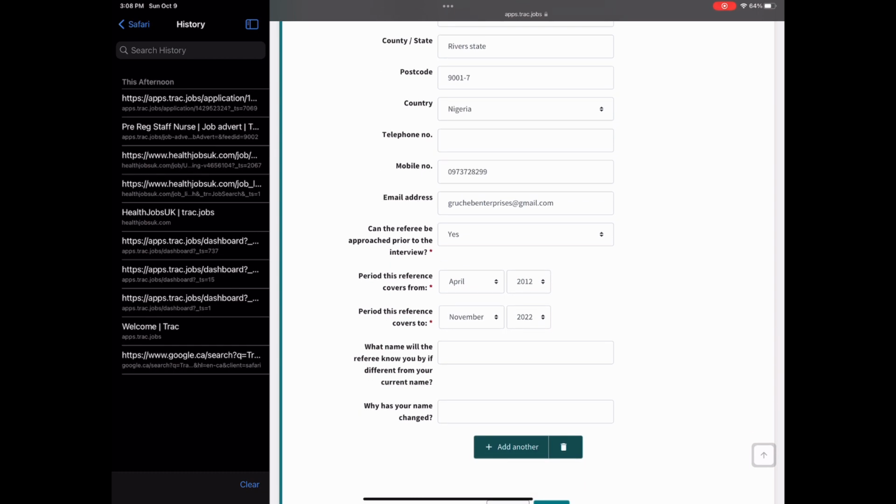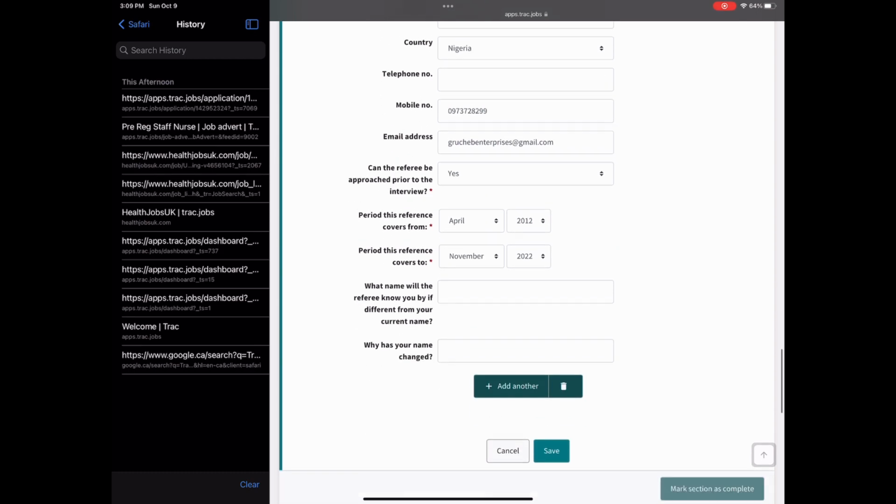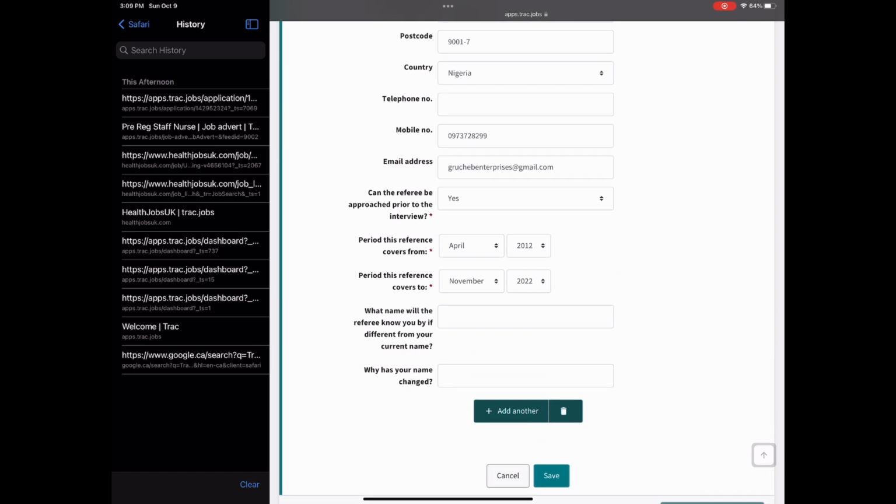And then this part about what name will the referee know you by if different from your current name. Some people end up putting the referee's former name. No, they're talking about your own name. Have you changed name? If you even changed name and you're still working, you changed name, maybe you got married when you were in your current employment, of course, they already know you changed your name. So you don't need to fill those parts. You could just put not applicable.